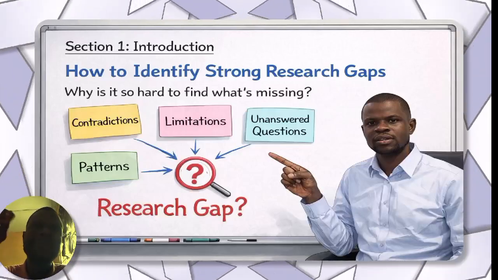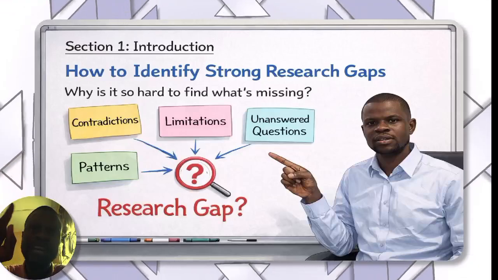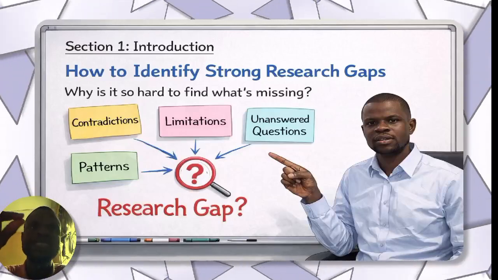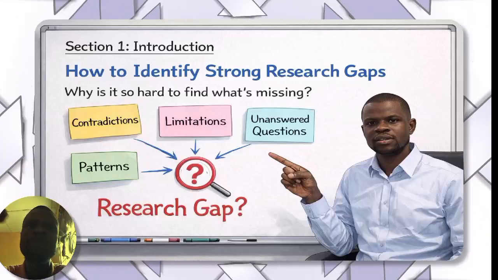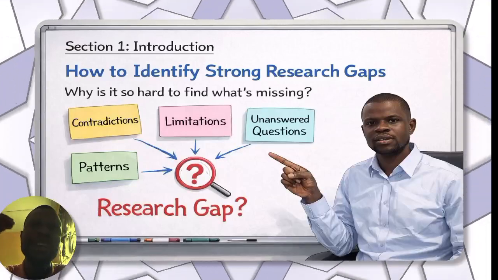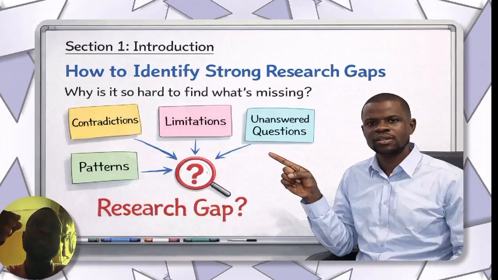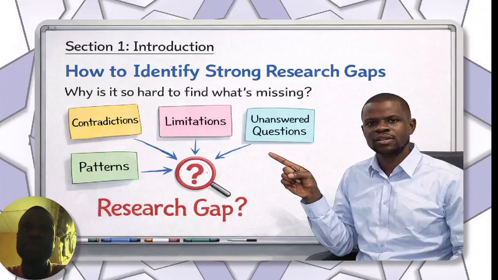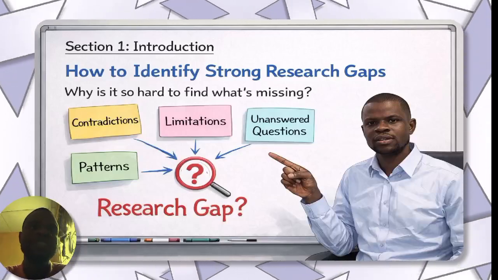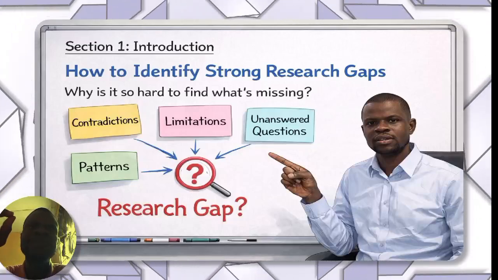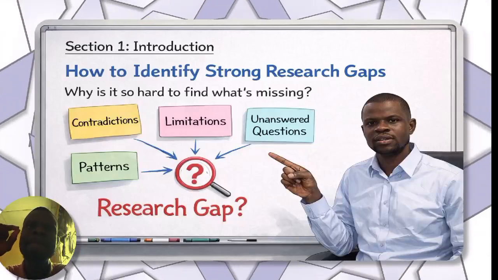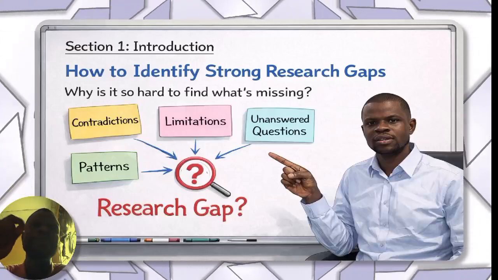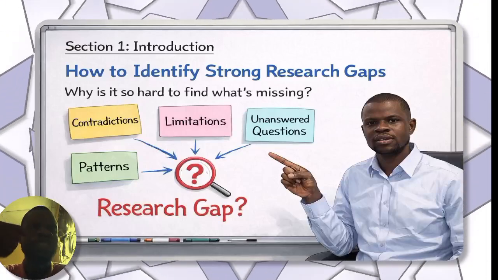Research gaps can appear in different ways. Sometimes researchers disagree with each other. Sometimes certain countries, industries, or groups of people have not been studied enough. In other situations, researchers may use weak methods or ignore important theories and perspectives. A strong research gap helps explain why a study is important.